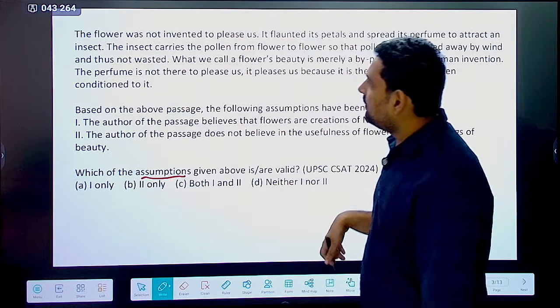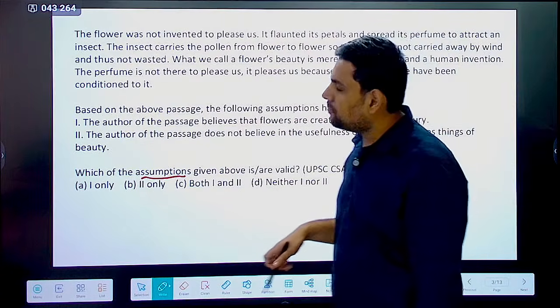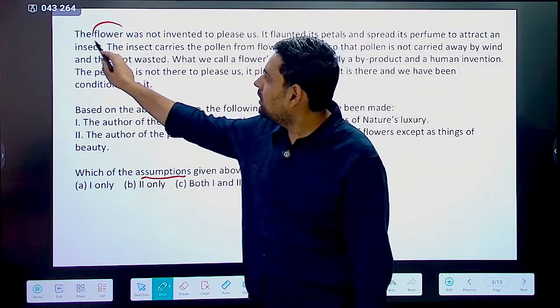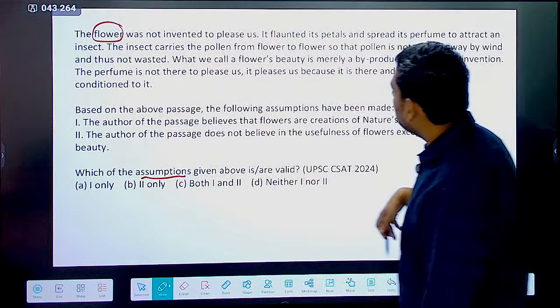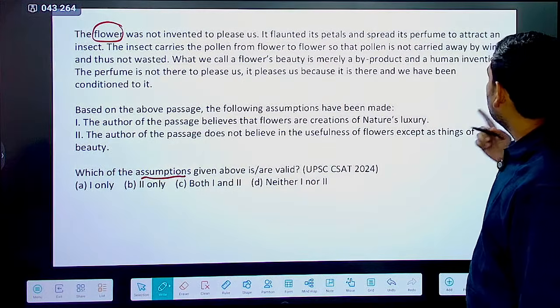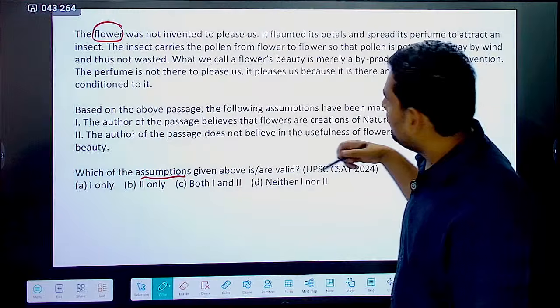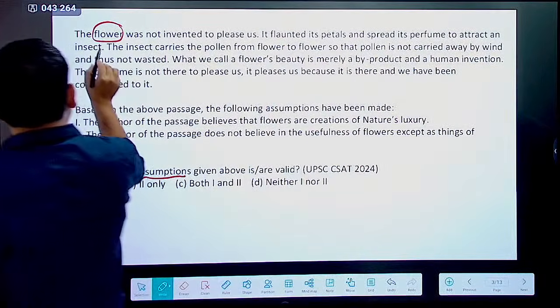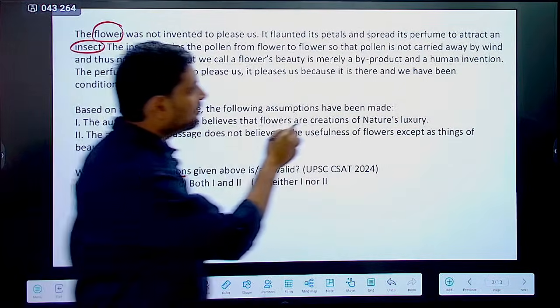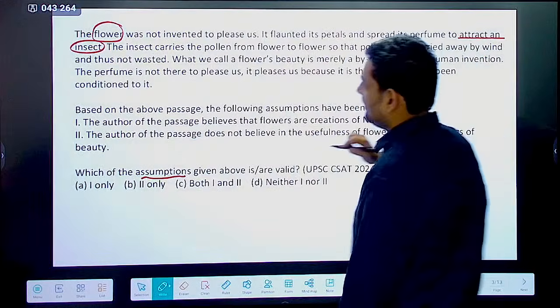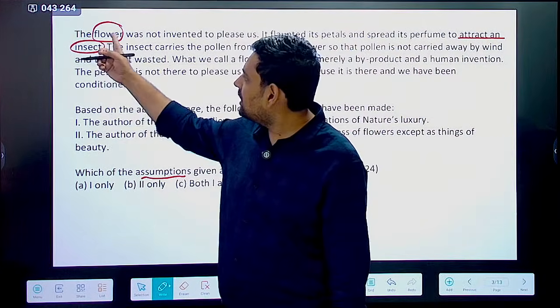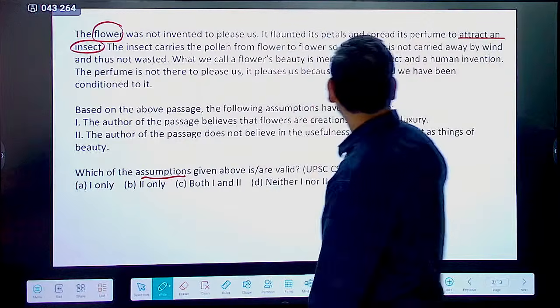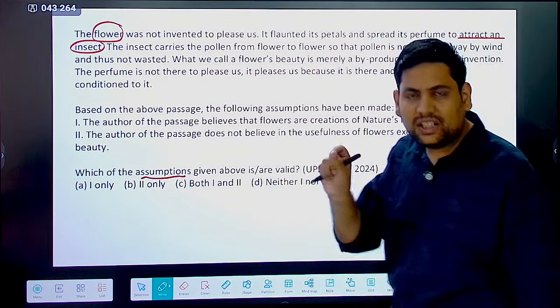Now, let's read it. The flower was not invented to please us. So, this is about flower. Okay. Then, it flaunted its petals and spread its perfume to attract an insect. So what does the flower want to do? It wants to attract an insect. See, I have marked the nouns, that is flower and insect here, and attract I have just underlined.